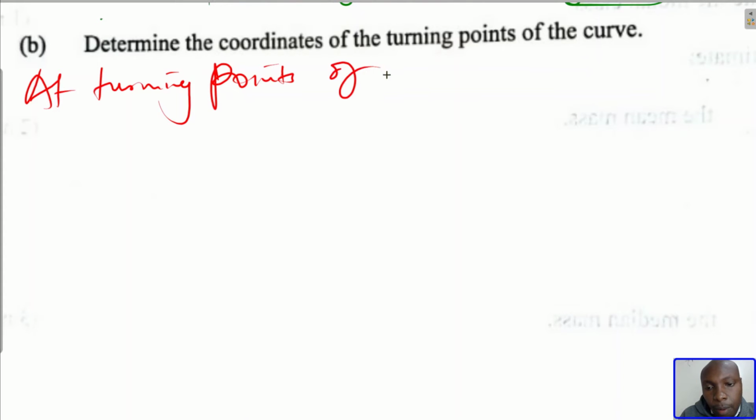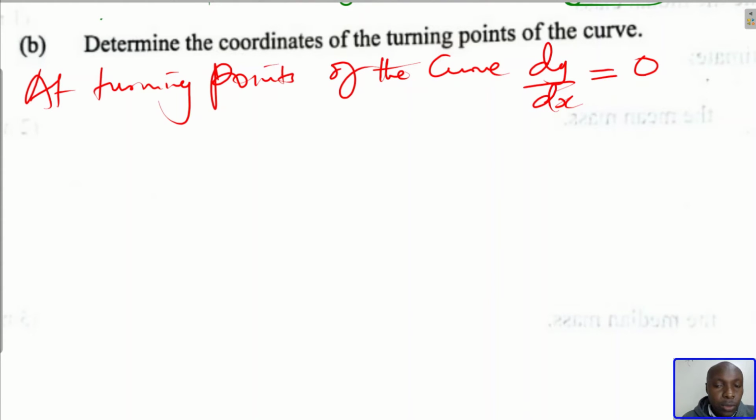The last part of the question: determine the coordinates of the turning point of the curve. How do you know the turning point of the curve? At the turning point of the curve, the gradient at those turning points is supposed to be 0. So that is something that is very important. So at the turning point of the curve, the gradient, which is given by dy/dx, is equal to 0. The gradient is 0 at the turning point.